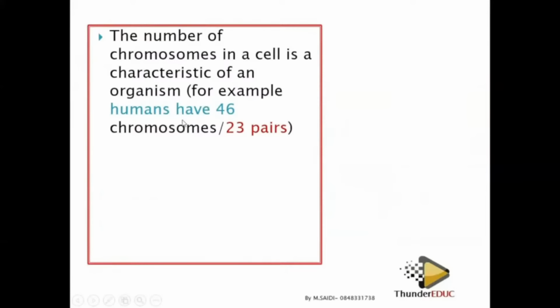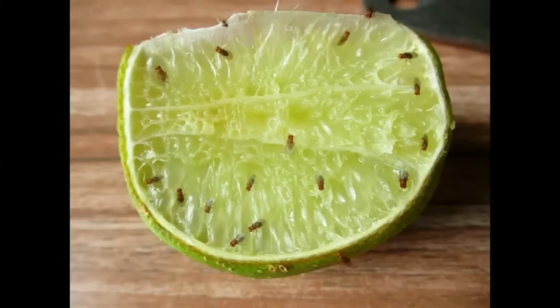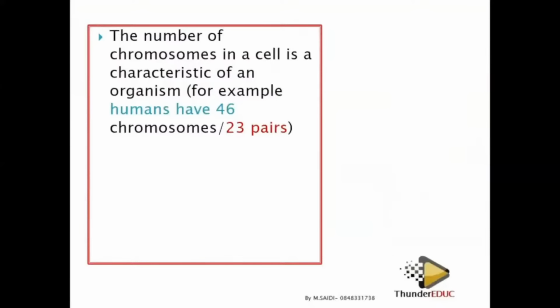For example, humans, we have 46 chromosomes. You'll find out that Drosophila melanogaster has 8 chromosomes. You'll find out that the sheep has over 60 chromosomes. So each organism has a specific number of chromosomes. And you might find out that the biggest organism has a fewer number of chromosomes. So that's how life is.